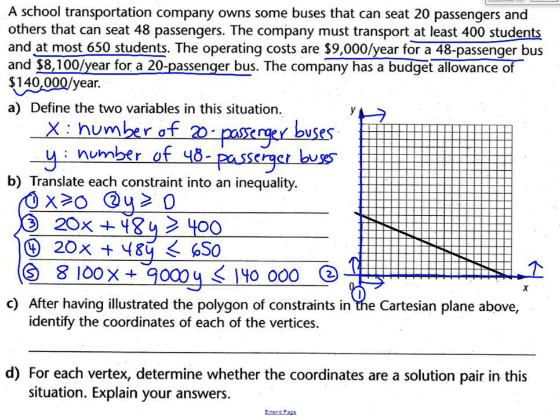Now to find the third one, it's not in the right form. So what I suggest you do is isolate your y. If you isolate your y, you should get minus 20x over 48 plus 400 over 48. So what I did is I brought everything on the other side and divided by 48.